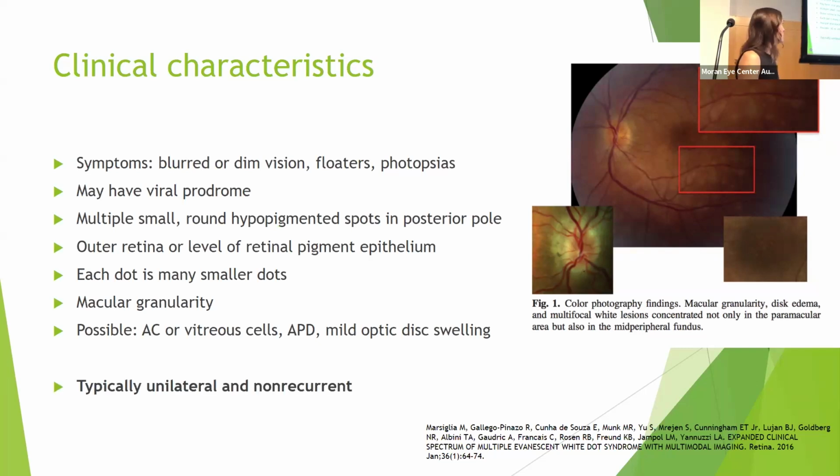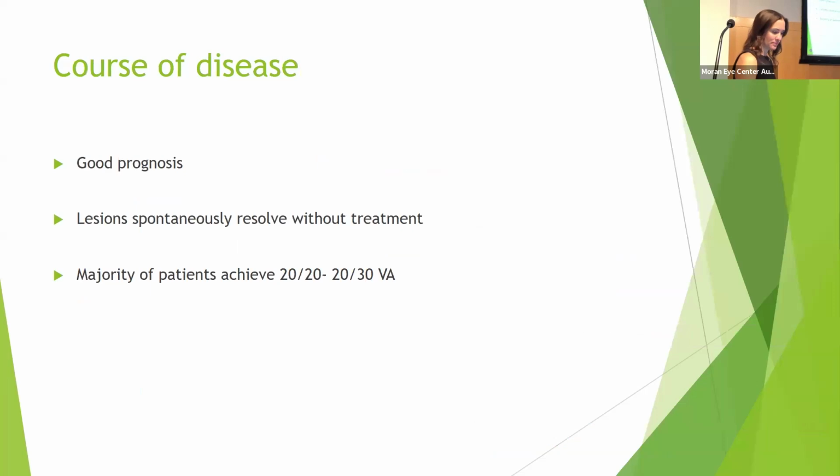And while this is usually a unilateral and non-recurrent disease, there's at least 20 cases of bilateral reports in the literature, as well as at least 10 cases of chronicity or recurrence. And the natural course of the disease is self-limiting with recovery of the vision to normal levels within 4 to 8 weeks after onset, and regression of the lesions coincides with the visual recovery.